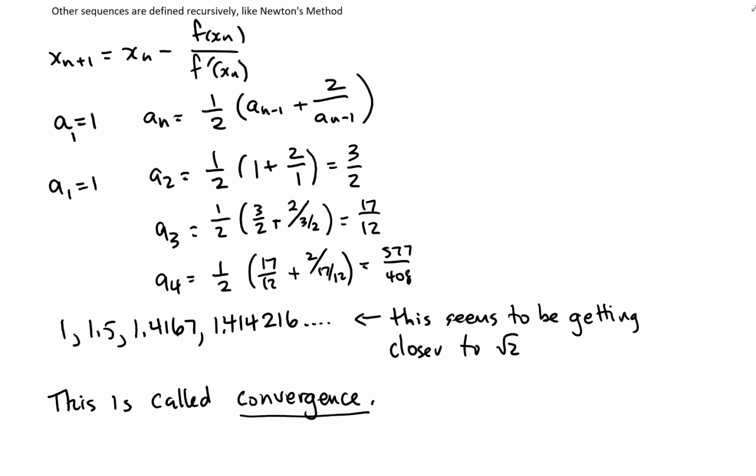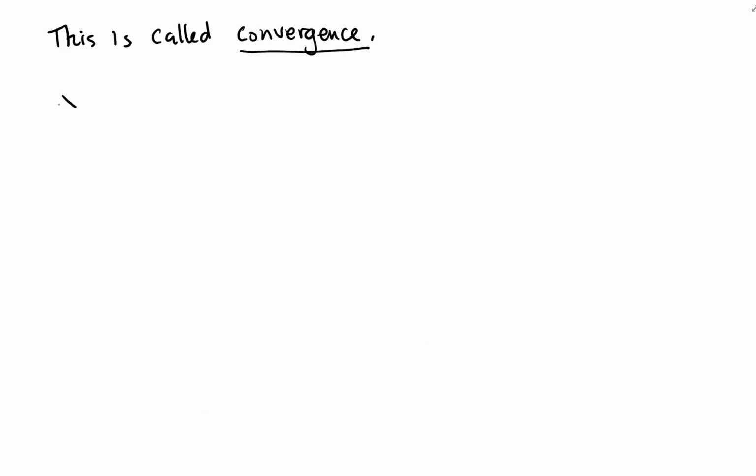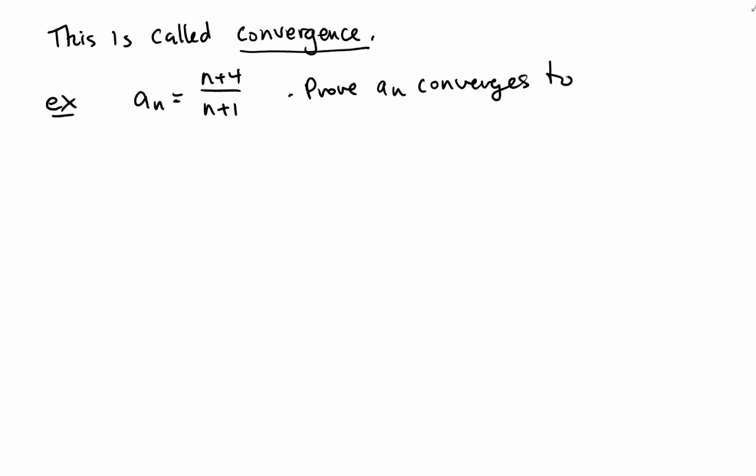So let's take a look and see how convergence is tied into limits. So let's take a look at an example. If we have each term being equal to n plus 4 over n plus 1, let's see if we can prove that this converges to 1. And the way that we can do that, so let's just list out the sequence.